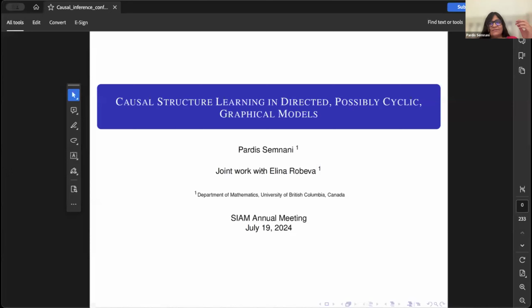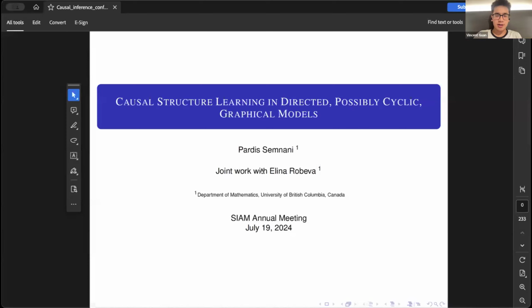Now, our work is basically focused on learning the causal graph when we also allow for these directed cycles. So in the next slide, I'm going to be more formal and introduce what our setting is, what our assumptions are, and what our approach is going to be. Our assumption is that we have observed some independent and identically distributed samples.